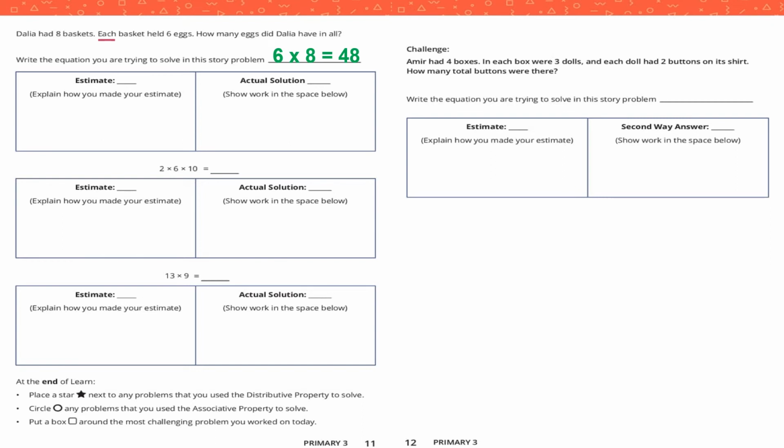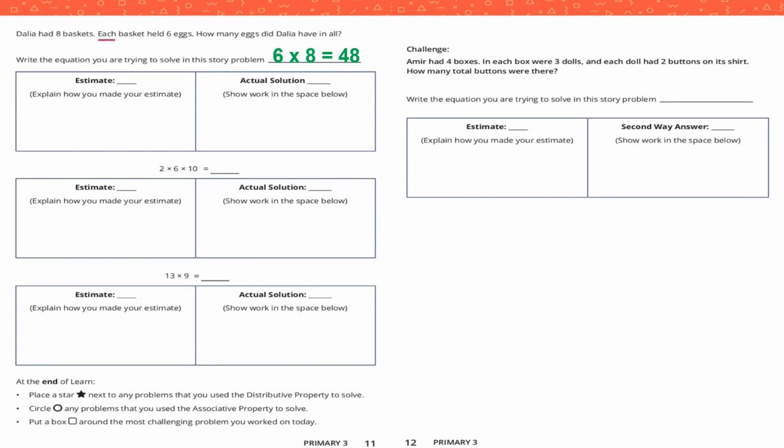48 what? He is telling me how many eggs. So 48 eggs. Okay. The next question, 2 times 6 times 10. I have here 3 factors, so I will use the associative property.